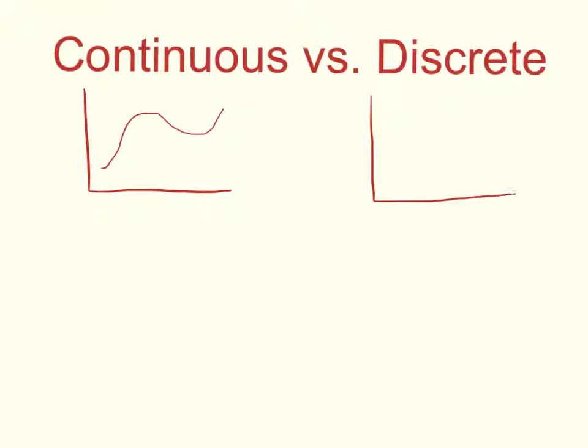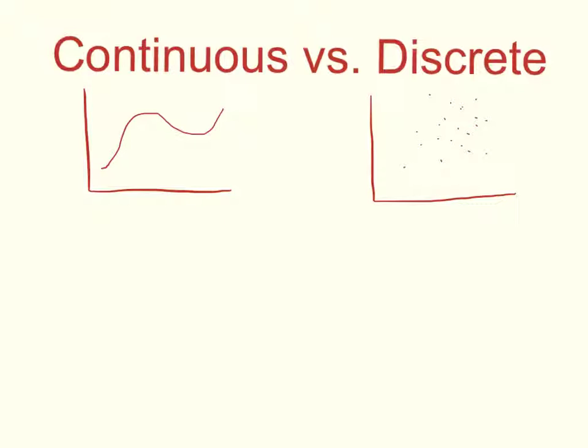A discrete graph is just the opposite. You're going to have to take your pen or pencil off the paper in order to create a discrete graph. With continuous graphs, you could say that you have 1.5 of something. With discrete graphs, unless that's a specific point, you can't include it.